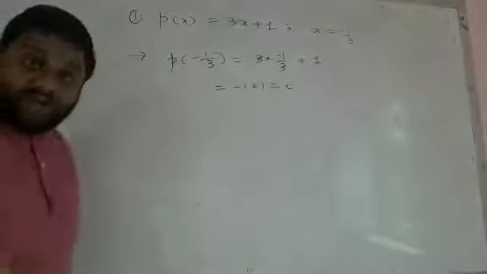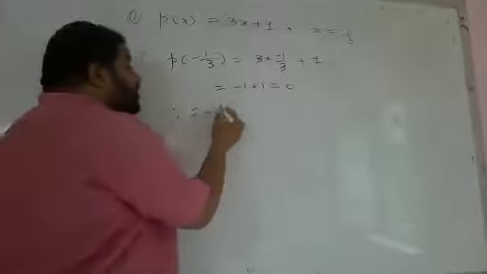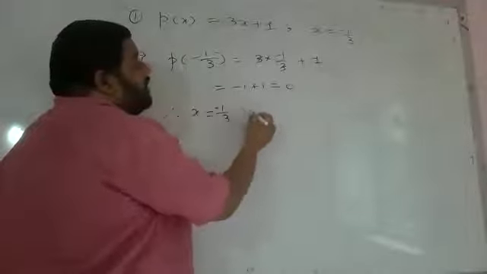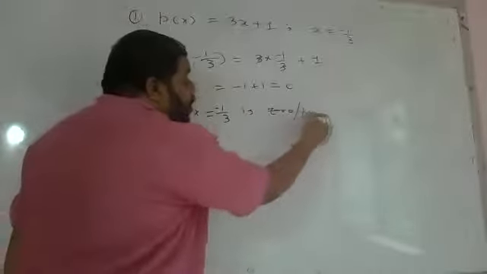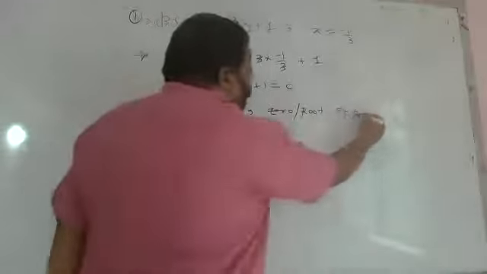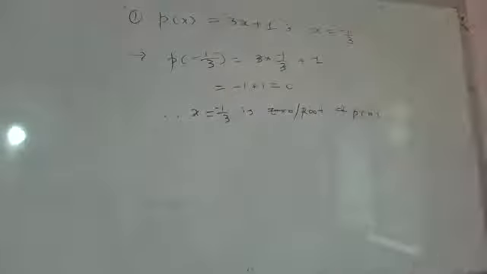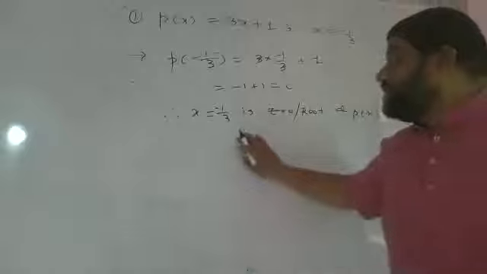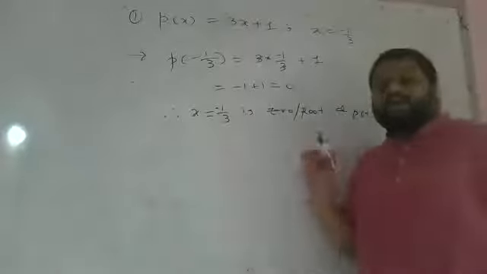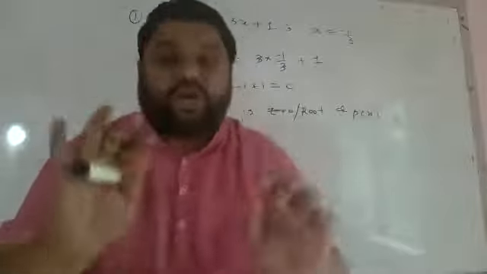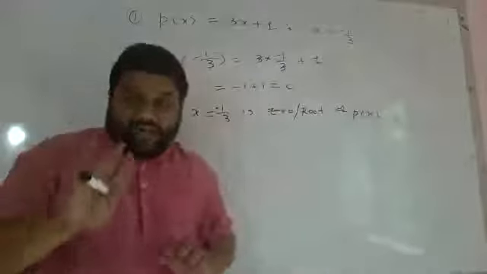Hence x is equal to minus 1 by 3 is a zero or root of p of x. Now please understand this concept. When I say x is equal to minus 1 by 3 is a zero, we can say either it is a zero, or it is a root, or it is a solution of p of x. We use three words.